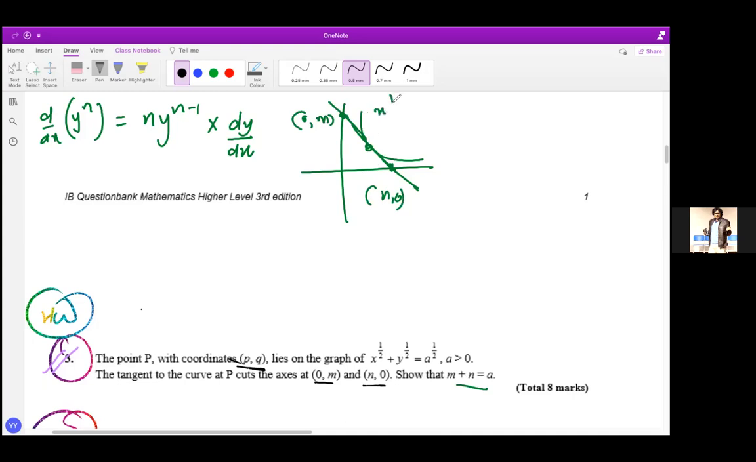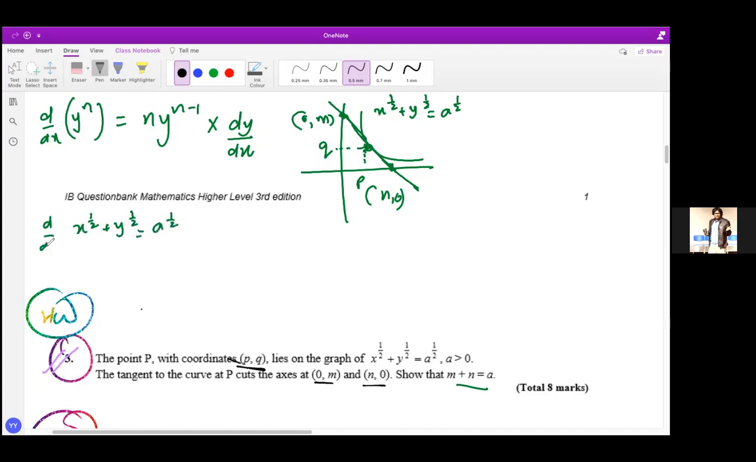So the curve is x to the power half plus y to the power half equals a to the power half. First, I'm going to get the equation of this tangent. The x coordinate is p here, the y coordinate is q. So first we find dy by dx. So x to the power half plus y to the power half equals a to the power half.